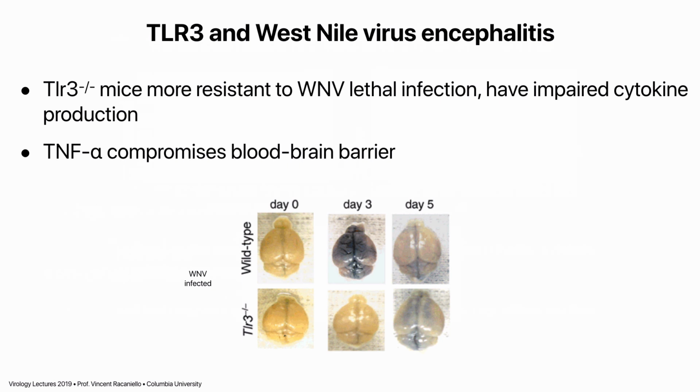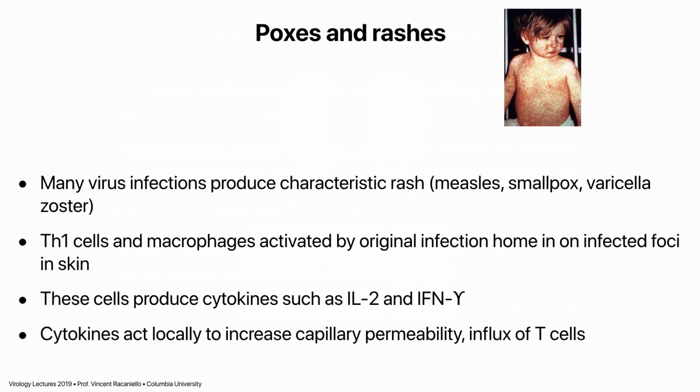Here's TLR3 knockout mice. They don't have as much permeability on day 3. As you can see, it takes longer to get a little bit of permeability. So TLR3 knockout, they don't sense the virus, they don't make TNF alpha, it doesn't permeabilize the brain. So the virulence is affected by this immune component, TLR3.